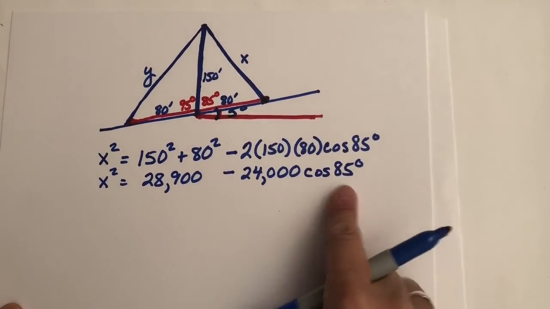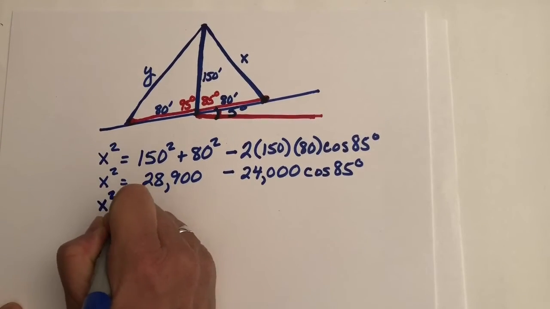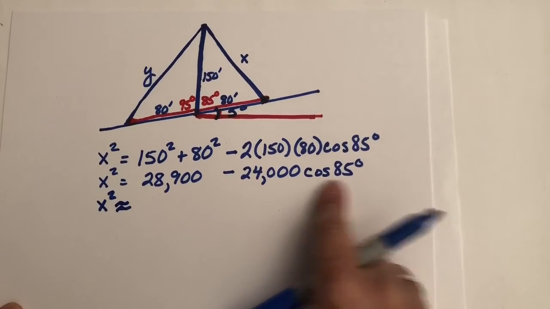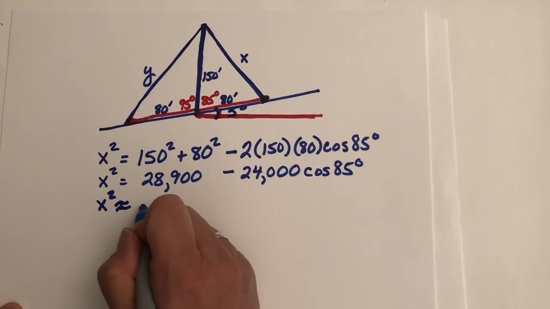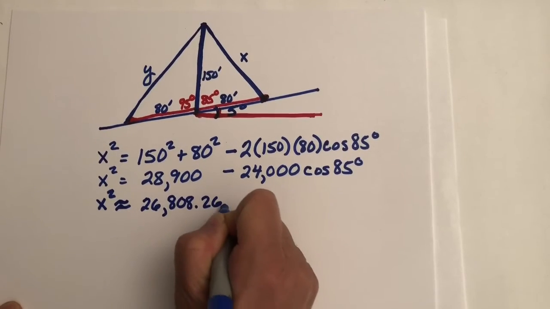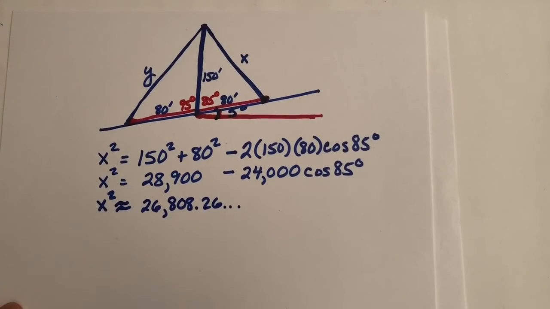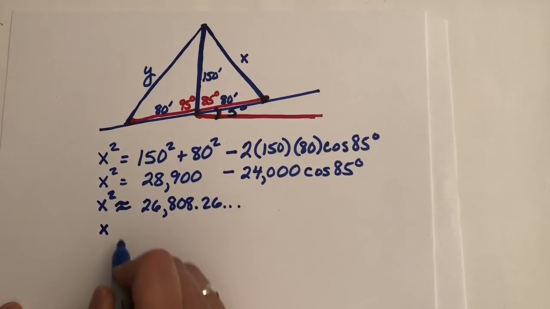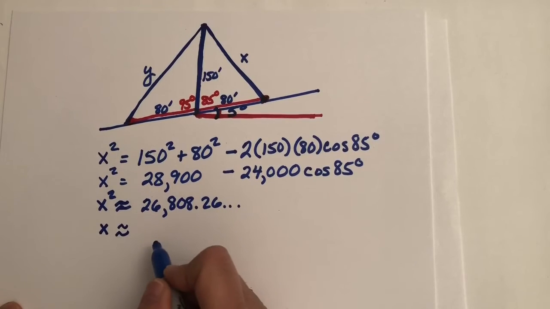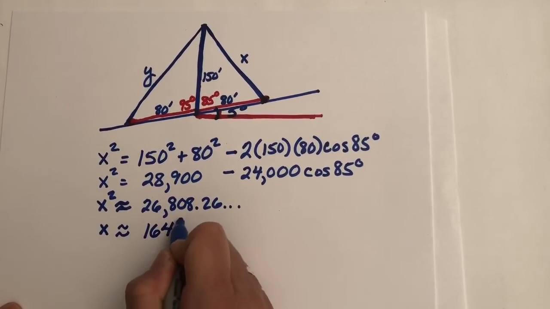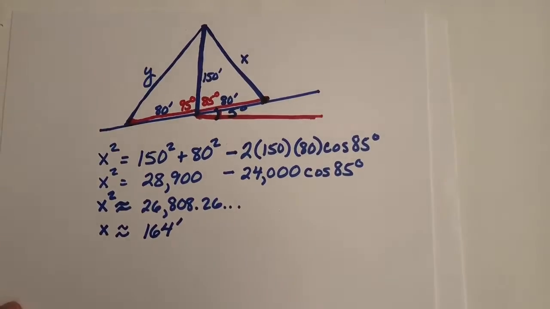And if we punch this into our calculator, we'll find that x squared equals approximately, right? Because we'll just get a decimal approximation for this. So we'll get approximately 26,808.26, and on it goes. It's an irrational number, so that decimal goes forever. So when we take the square root of both sides, and we know that's going to just be the positive value, we find that x is approximately 163.7, let's say 164. So this would be approximately 164 feet.